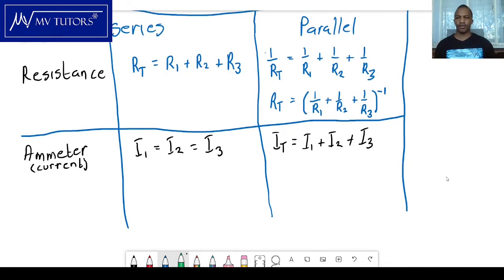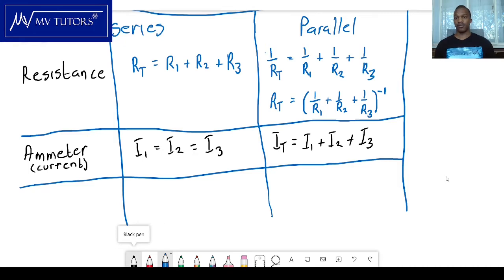Okay, let's continue. And then finally, what I want us to talk about after the ammeter is actually the voltmeter. And what does the voltmeter read? It reads voltage. Simple like that.